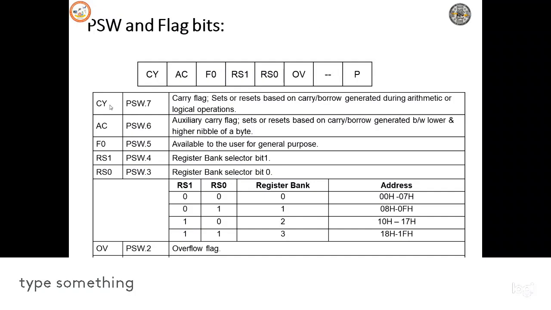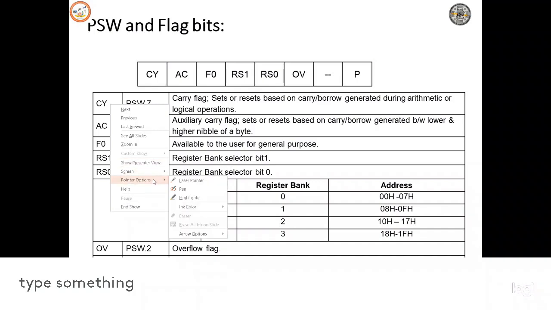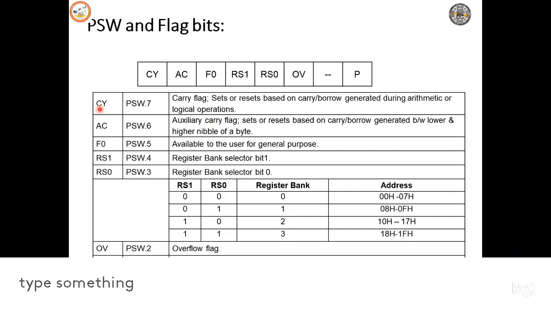Then what does this CY indicate? This CY indicates the carry flag. That is nothing but PSW.7. PSW.7 means this is the lower byte and this is the upper byte. So the lower bit we call PSW.0 and the upper bit we call PSW.7. So PSW.7 indicates the carry flag.